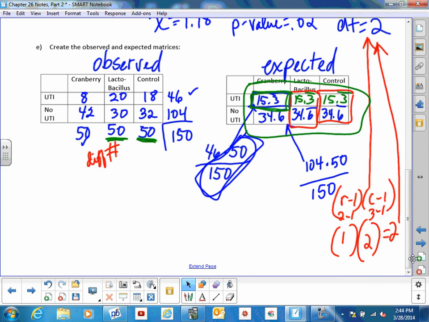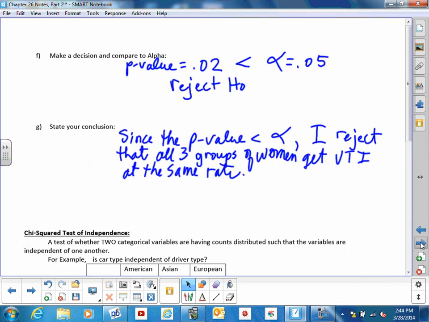I want you to finish. Let's do a couple of calculations for you. Will you do the standardized residual for the top line? Finish off the top line, standardized residual. So 20 minus 15.3 divided by the square root of 15.3. Okay, so do that calculation real quick so we can finish that off and then talk about it.